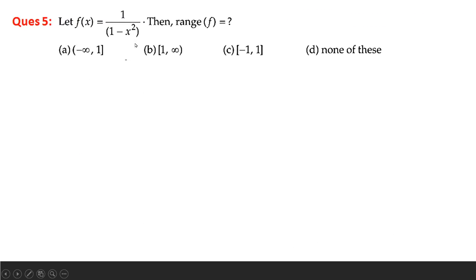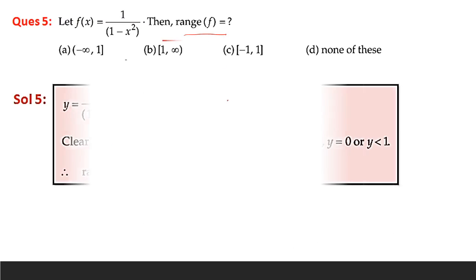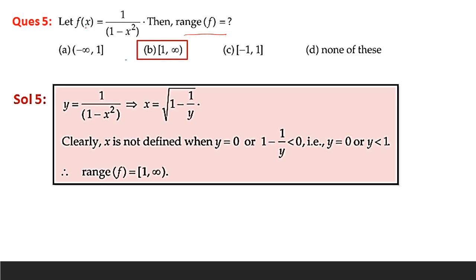Fifth question, let f(x) is equal to this, then what is the range? We have to talk about range. So now, students, we know f(x) means y is equal to 1 upon 1 minus x square. So what is x? x is equal to under root 1 minus 1 upon y. This function will not be defined when y is equal to 0, or when 1 minus 1 upon y is less than 0. Inside the root, we should not have anything negative. So y is equal to 0 or y is less than 1, right?